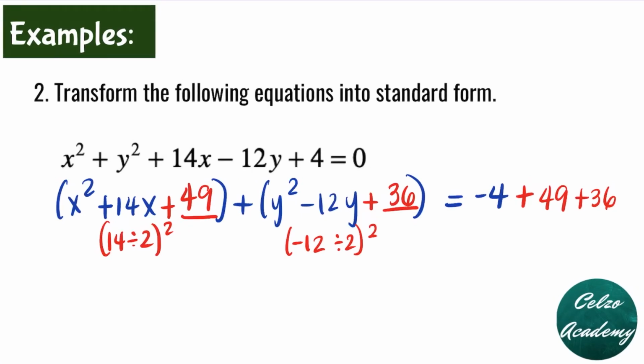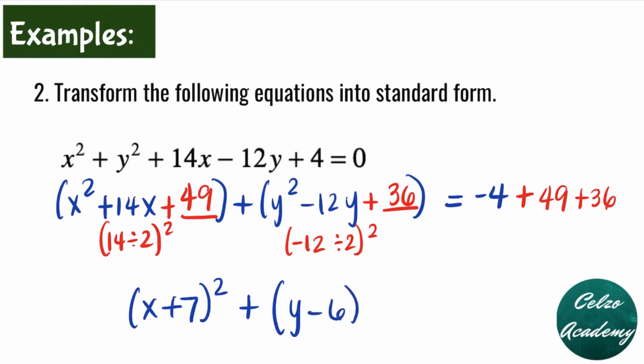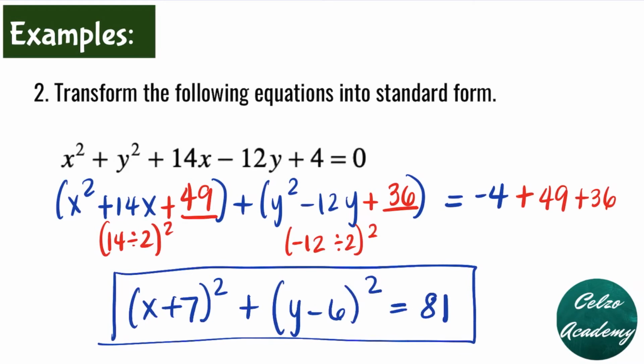Now let's factor the first group, x squared plus 14x plus 49. It is a perfect square trinomial, and the square root of 49 is 7, so we can factor this as (x plus 7) to the second power. The second group is also a perfect square trinomial, and the square root of 36 is 6, but we will be using negative 6 because our second term is a negative number. So (y minus 6) to the second power. The right side, negative 4 plus 49 is 45, 45 plus 36 is 81. So this is the equivalent standard form of the given general form.